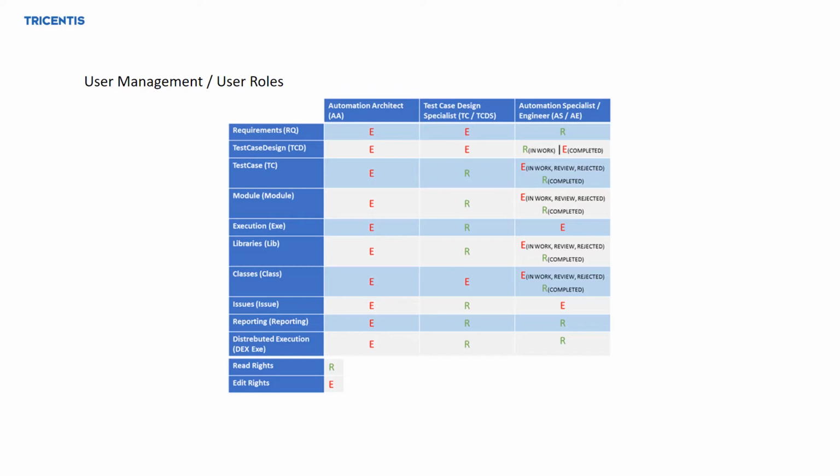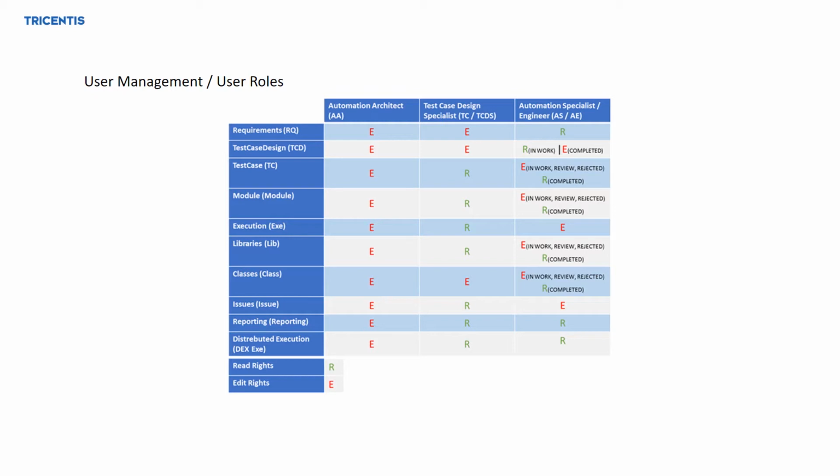And then we have a third, or let's say a split role here, which is the automation specialist as well as the automation engineer. These are basically the people who build the test cases as well as create the custom controls. But they don't have to have read or edit rights on every folder. For example, on the module level, they should just have read access, because once the automation architect has approved a certain module, there is no need to go in there and change anything, unless from a maintenance perspective. So this is basically what we come up with.